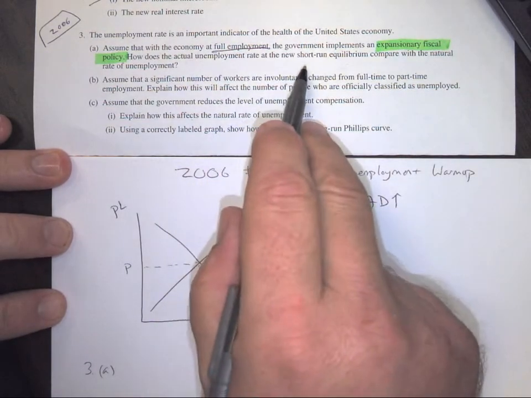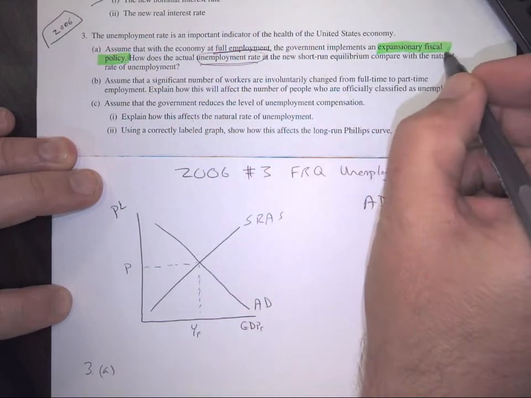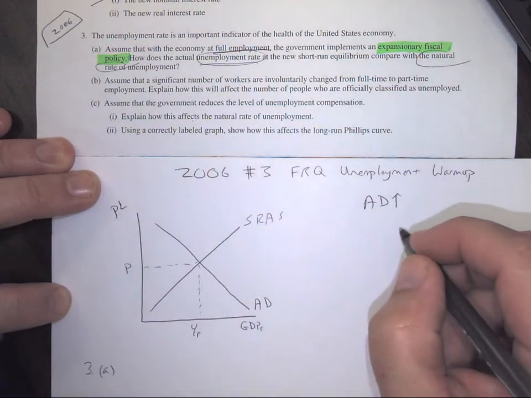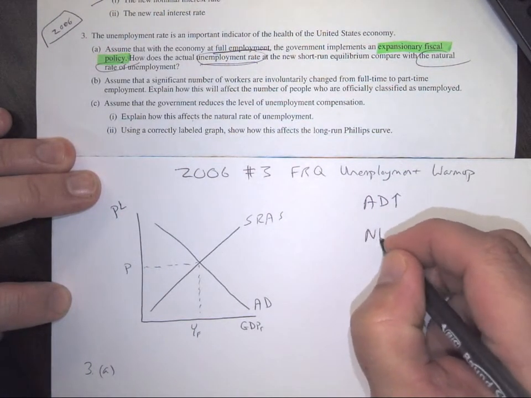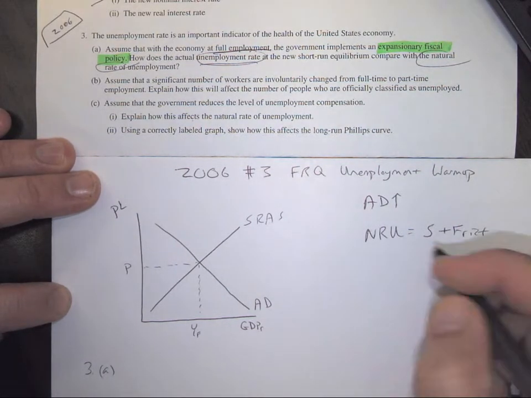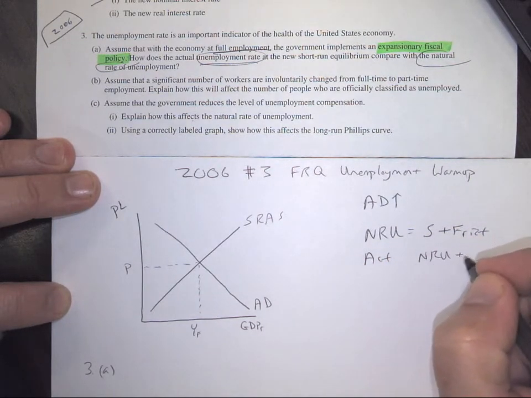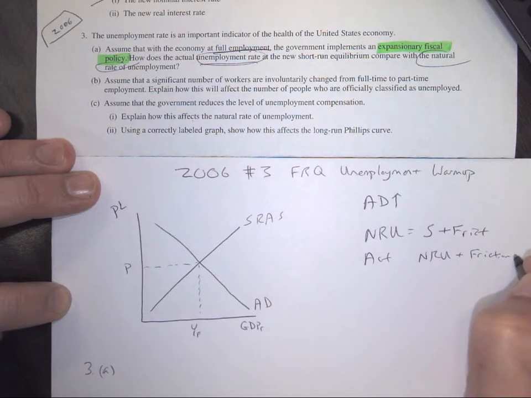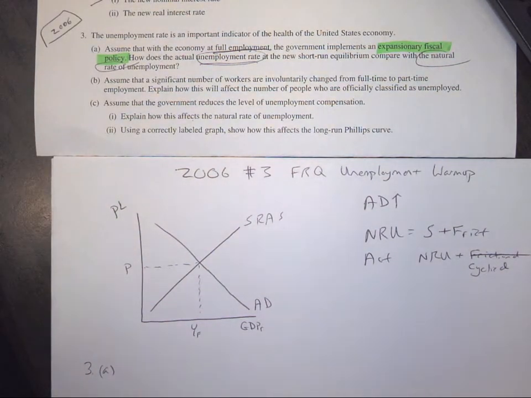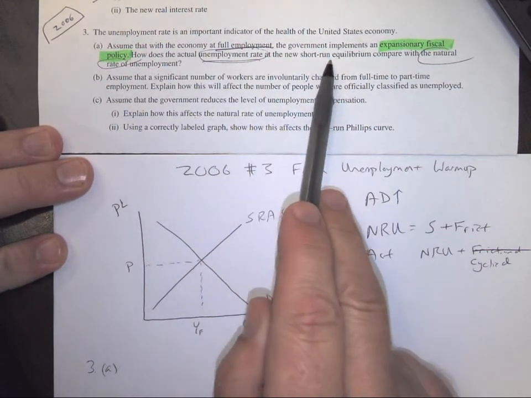So now the other things in here we know. Actual unemployment and natural rate of unemployment. I know that the natural rate of unemployment is equal to structural plus frictional unemployment. I know that actual unemployment is the natural rate of unemployment plus cyclical. Anytime we have a downturn in the business cycle, that will be our cyclical unemployment. So now, it's asking us, how does the actual unemployment rate at the new short-run equilibrium compare?